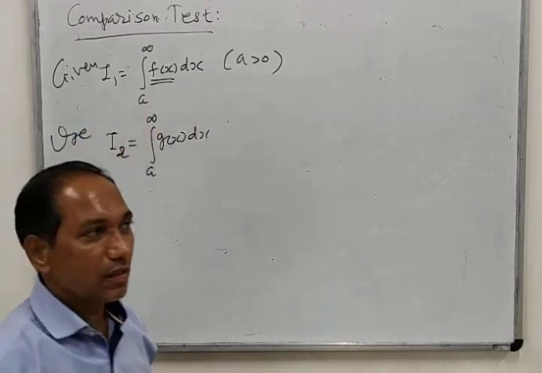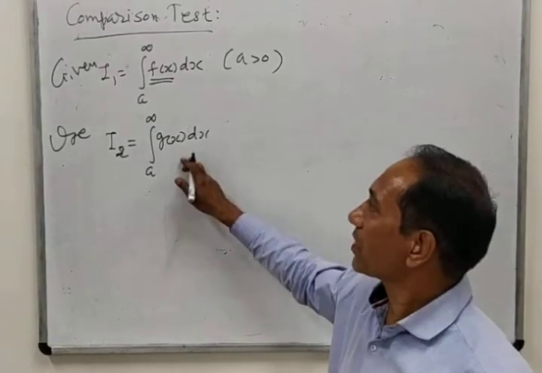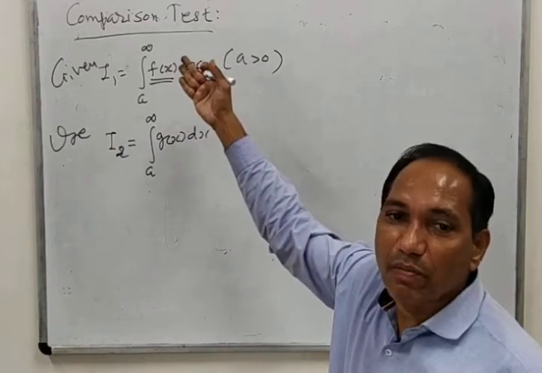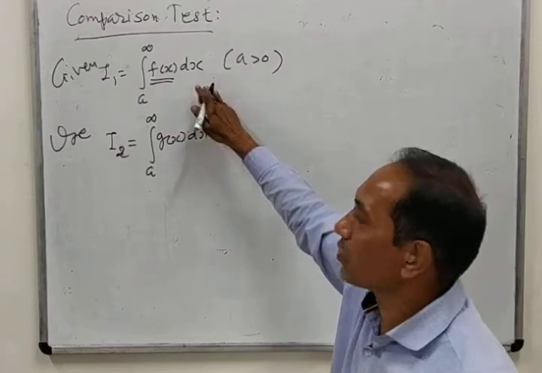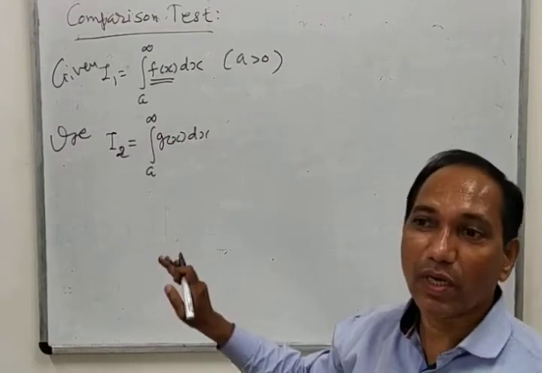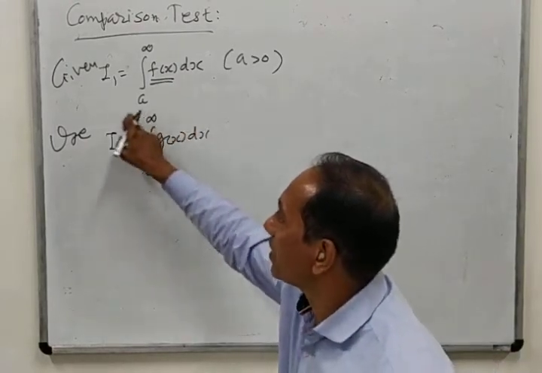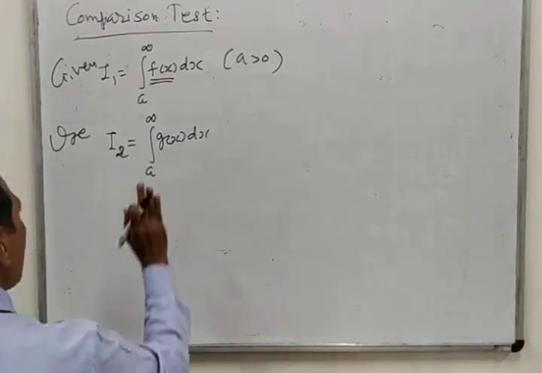In advance, we must know whether I2 is convergent or not. I1 we don't know, because this is what we are going to check. This is what we are going to solve, and for this we are taking the reference of I2, and we already know the nature of I2. Nature of I2 means whether it is convergent or divergent. Okay, we already know this.